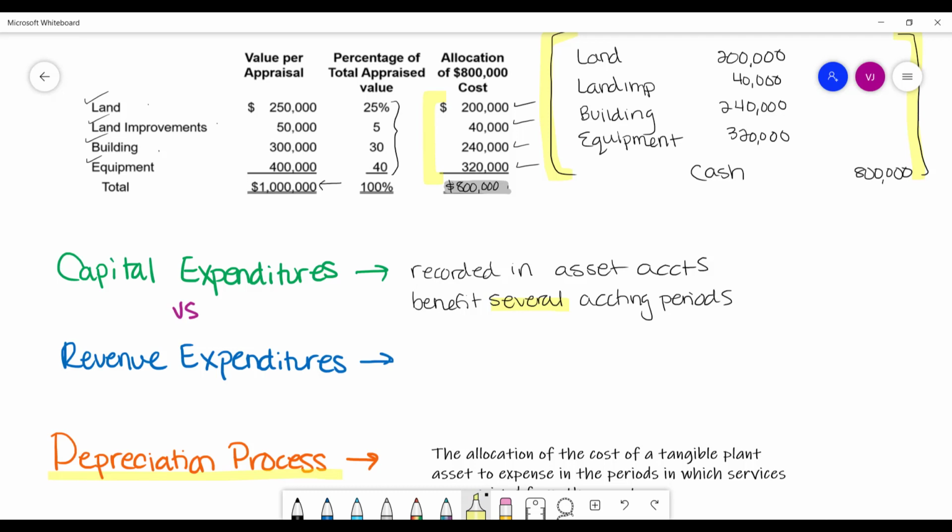A revenue expenditure, on the other hand, these are recorded in expense accounts instead. So a revenue expenditure, to distinguish it from a capital expenditure, is a kind of expenditure that is going to benefit only the current period.